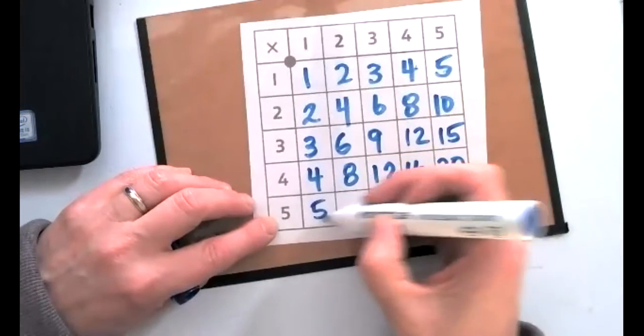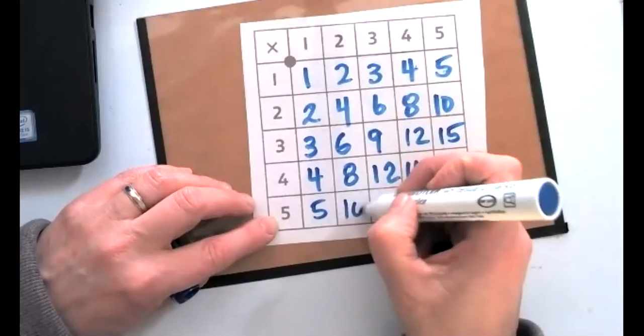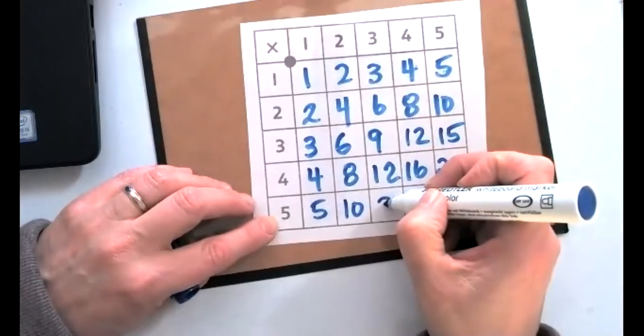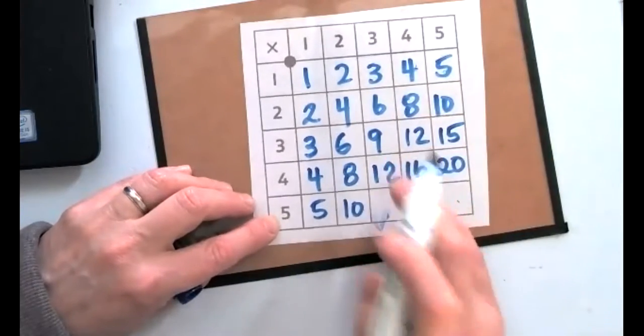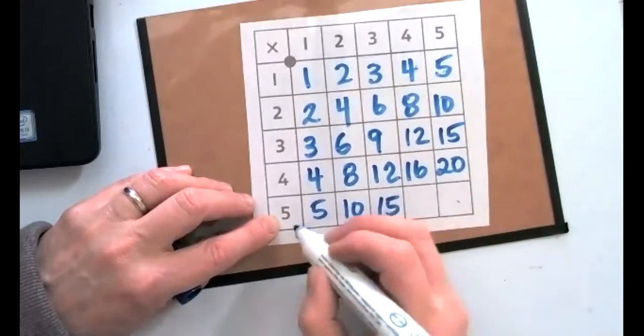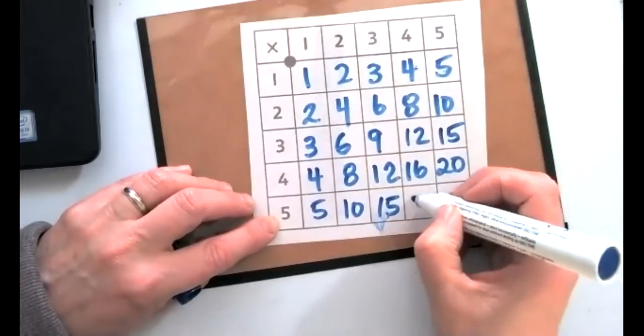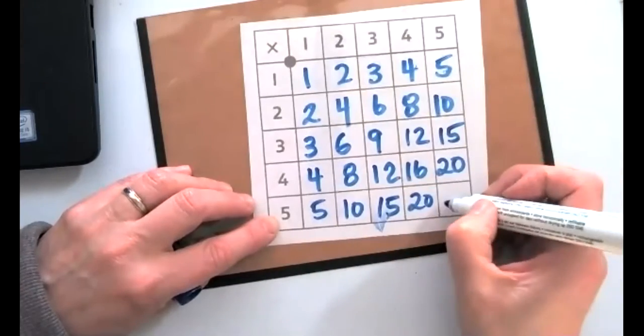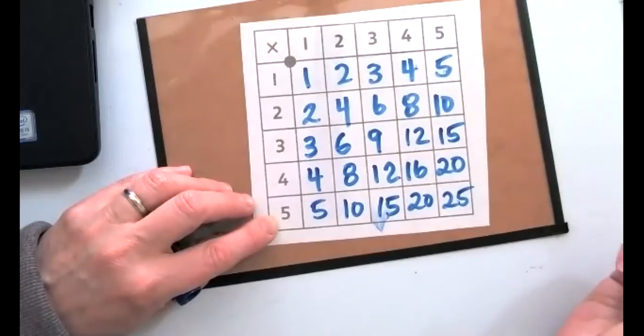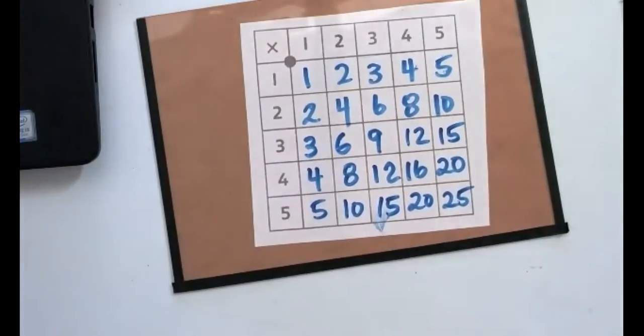5 groups of 1 is 5. 5 groups of 2, 10. 5 groups of 3 is, oops, sorry, 15. 5 times 4, 20. 5 groups of 5, 25. So multiplication charts will already have this filled in for you, but now you know how it works.